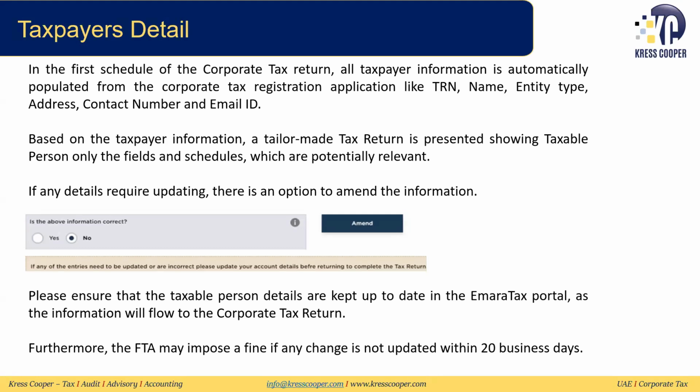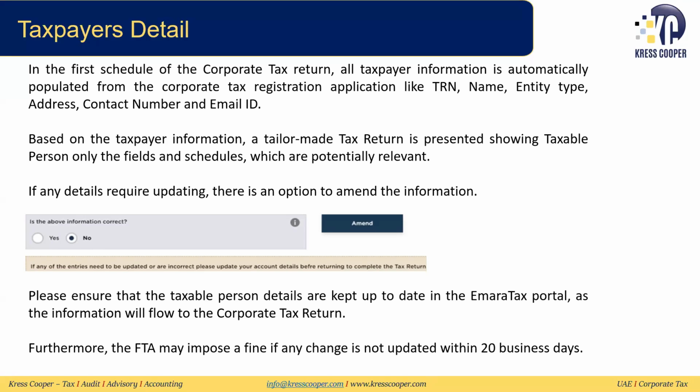Now, note that this information is very important because when we are looking at the guide, you will see a lot of questions that are not applicable to you. So they will not appear in your corporate tax return. For a company, how the corporate tax return will get tailored, first and foremost, will be what you have chosen in your registration, what type of entity you have chosen yourself to be, the legal type, the business activities, and so on. So it will get tailor-made because of those taxpayer details.